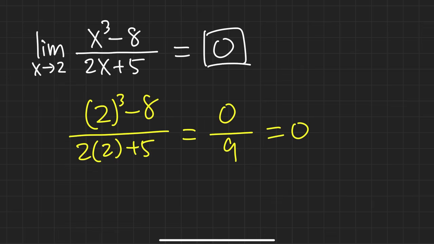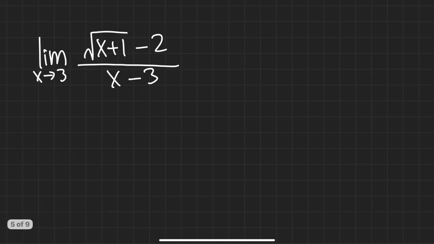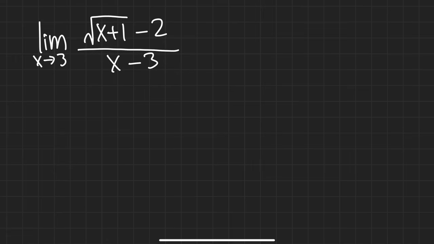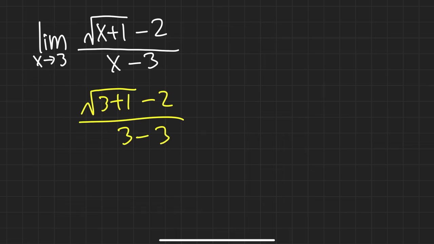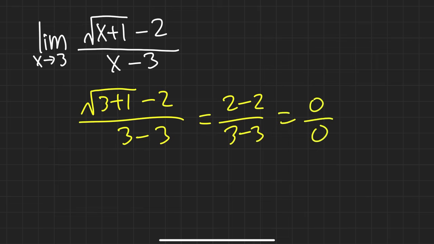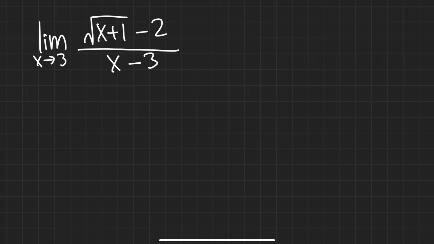Done. This is it. Okay, here we have a square root case. Still plugging 3 into all the x's. So we are looking at square root of 3 plus 1 minus 2 over 3 minus 3. This is square root of 4, which is 2. And then as you can see, we have 0 over 0, right? Therefore, we will have to do more work. Cannot draw any conclusion yet, all right?